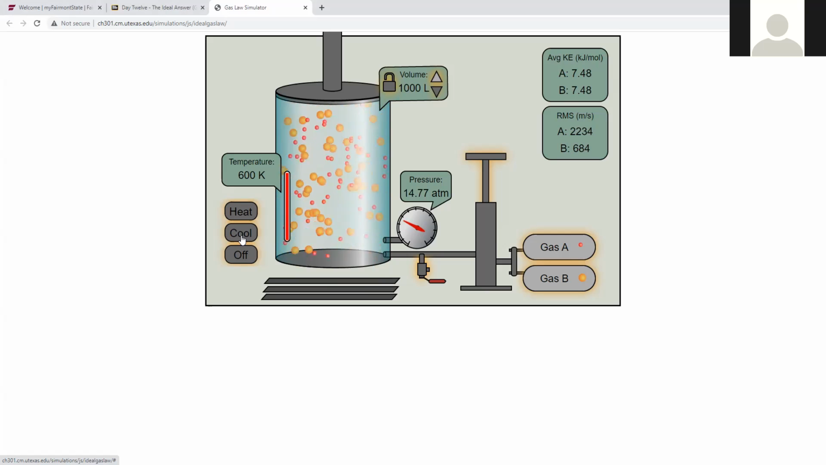All right, let's look at the next one. Let's look at pressure and volume. So here we have my pressure at 14.77 atmospheres, and our volume is 1,000 liters. Well, I'm going to decrease the volume. Let's see what happens to pressure. When I decrease volume, what does the pressure do? It increases. So that's that teeter-totter relationship. One goes down, the other goes up. It's an inverse relationship.